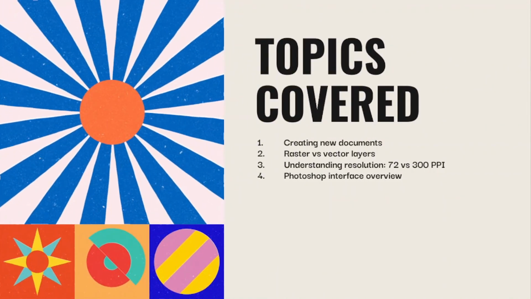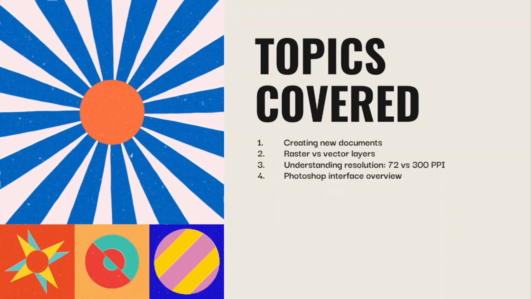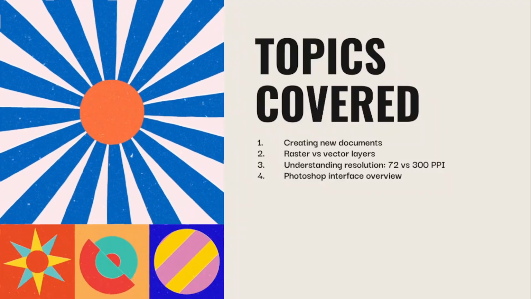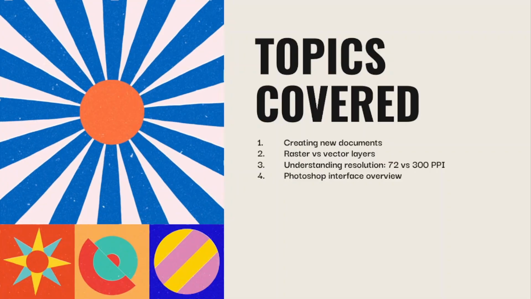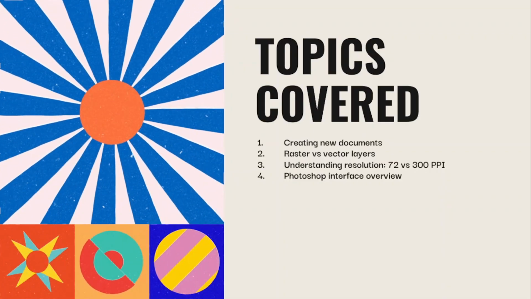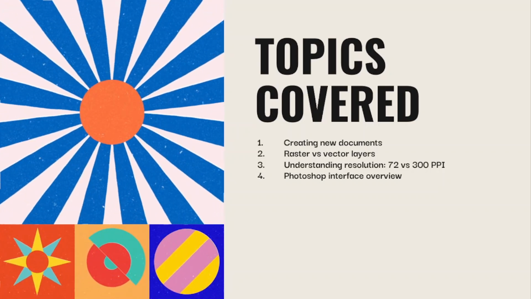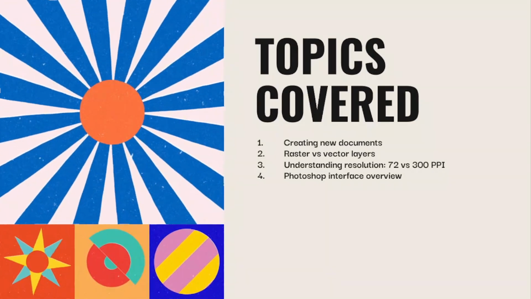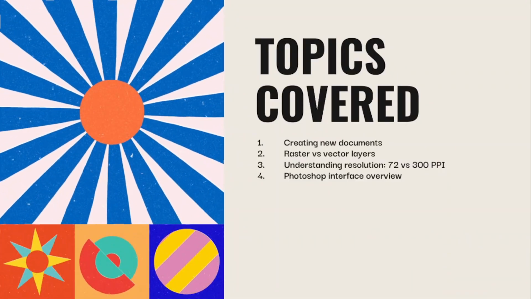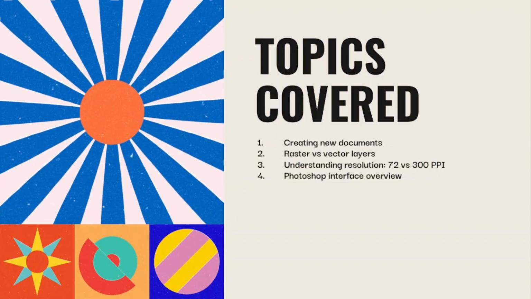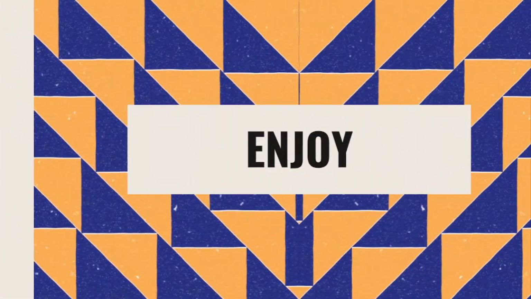We'll be looking at creating new documents, a new file, you can call it a new design. We'll be looking at the difference between raster and vector layers when it comes to graphics design. We'll be explaining resolution, what do we mean by 72 ppi, what do we mean by 300 ppi, what exactly does ppi itself mean, and which of the two should you pick when you're working on a design. And lastly, we'll be having an interface overview of the Photoshop software itself. So without further ado, let's get started.